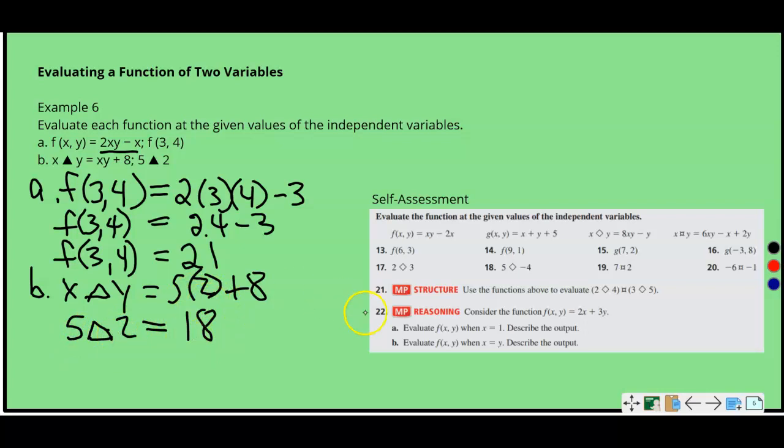All right, so the only thing left is your self-assessment. So you should go through here and practice a few of these and see what you come up with. If you have any questions, please let me know.